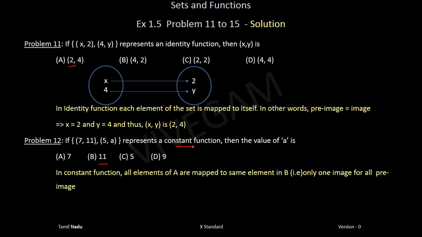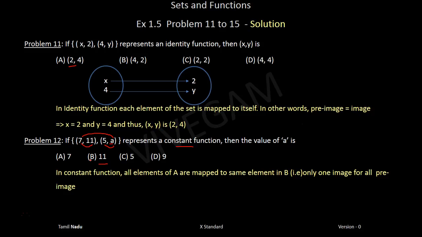Because it's a constant function, there will be only one image. All the elements of the set A will be mapped to a. That is, 7 also will be mapped to a. But as per this ordered pair, 7 is mapped to 11, right? And 5 is also mapped to a. But we know 7 is mapped to 11 as per this ordered pair. Or in other words, a must be equal to 11 because there is only one image. The image here is 11 and the image here is a. Since there is only one image, a must be 11. So that's how we find this answer.